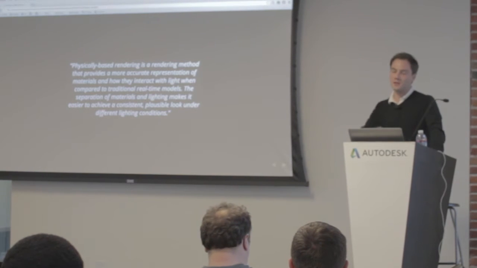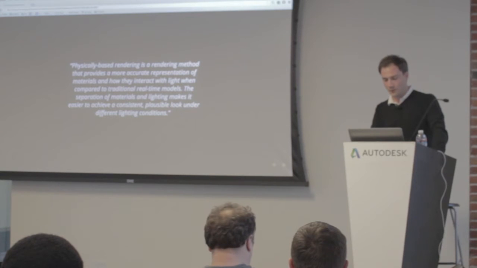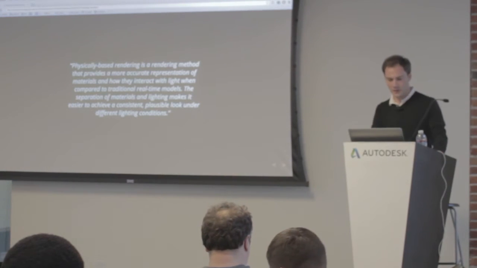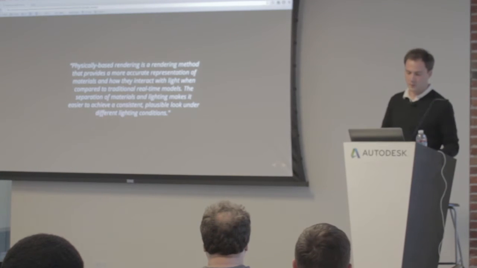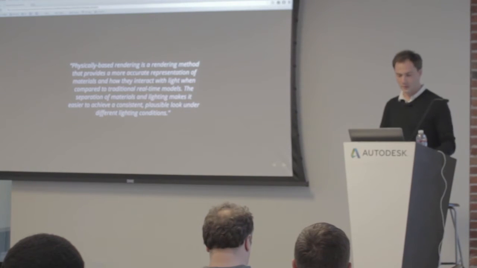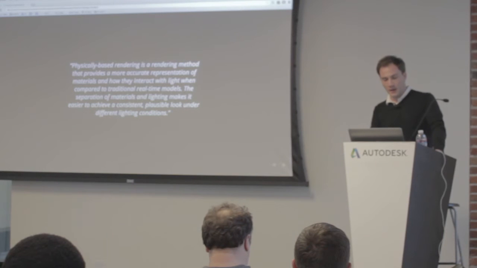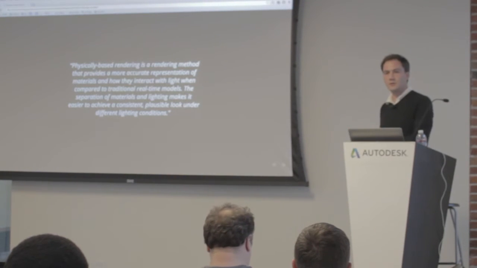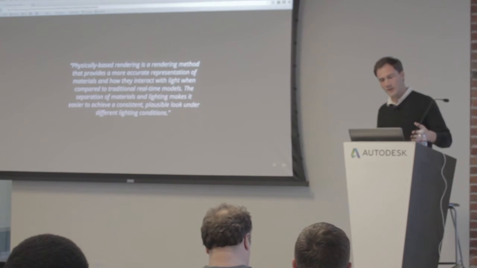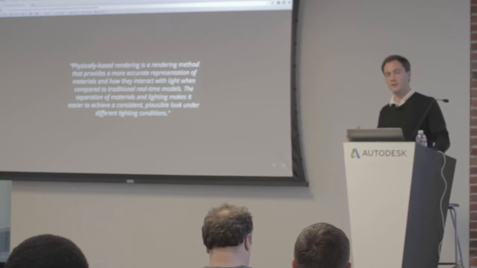There are many descriptions available online about what PBR is. This is something I wrote in an email. Physically based rendering is a method that provides a more accurate representation of materials and how they interact with light. Really the idea is to be able to separate the definition of a material from the lighting itself. It allows you to have materials that are more consistent in all lighting environments. It also makes it easier to create libraries of materials that are plausible and look good.